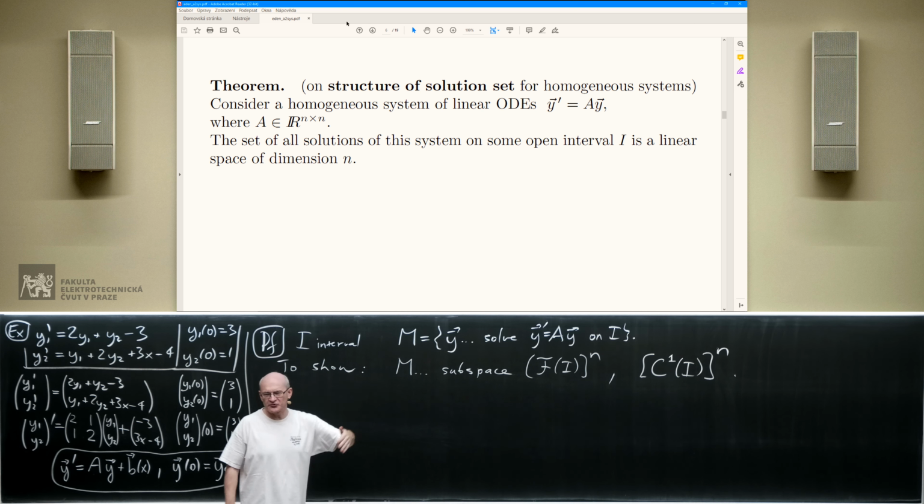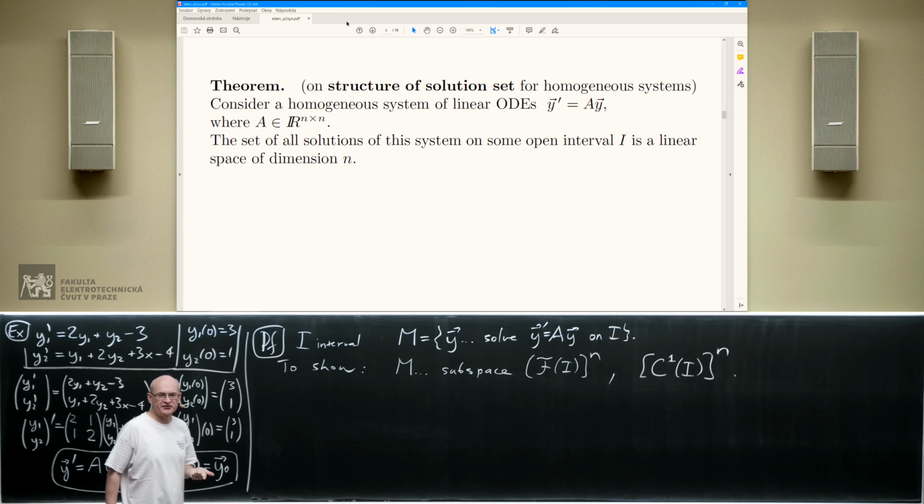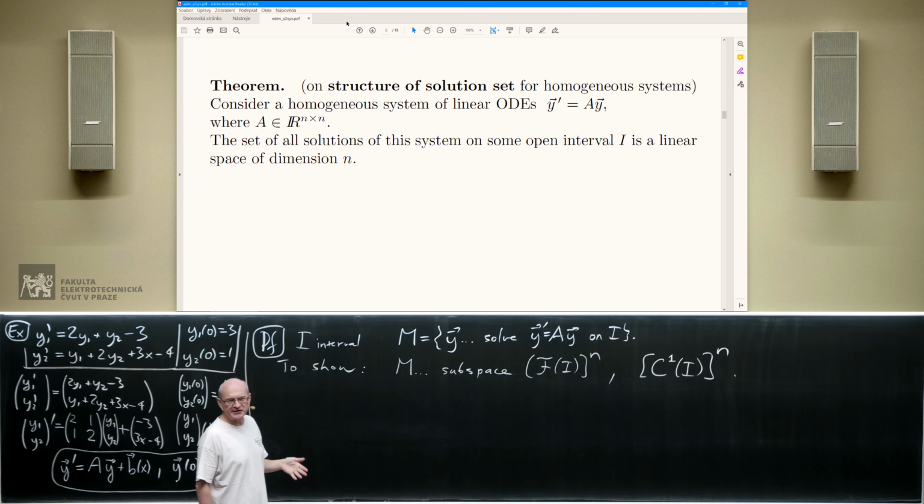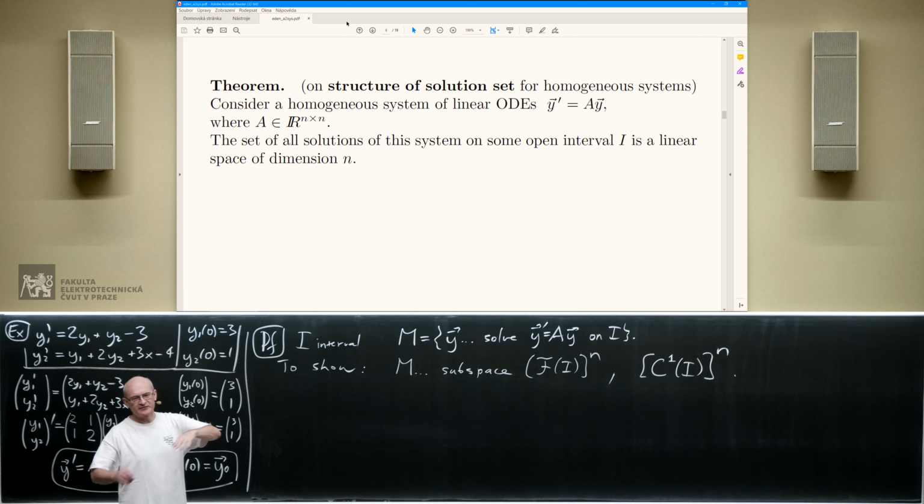That's how we proved it for linear differential equations of higher order. That's how we will prove it over here. So what are we supposed to do? We should show that this set M is closed under addition and scalar multiplication. And there are two ways in which it can be done. Sometimes people do each operation separately, and that's what I did for linear differential equations. Or people do it all in one calculation. So I will do it here, and you can see both approaches.